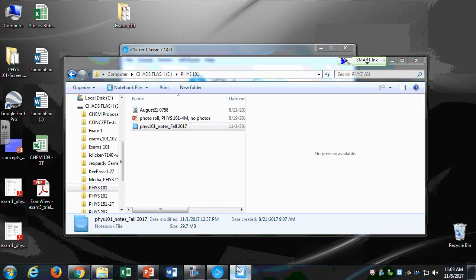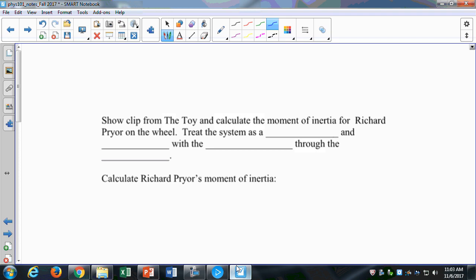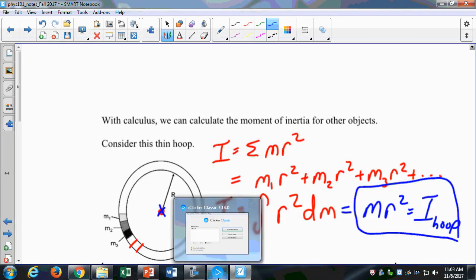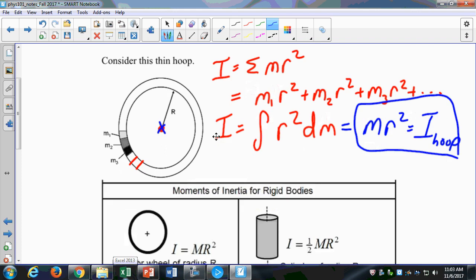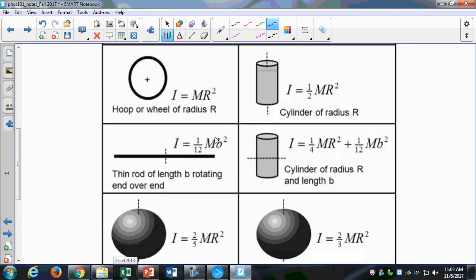All right, so what are the different shapes that make up Richard Pryor on the Wonder Wheel? If I go back to this table, what are the different shapes that I can use to make up that Wonder Wheel? There are two shapes. What's the first one? It's a hoop, right? It's a big hoop. It has a certain radius. We can estimate what that radius is, and then it also has a mass. So we'll estimate the mass. It's a couple kilograms. It's not that big. All right, so the hoop is one thing. And then what's the other thing?